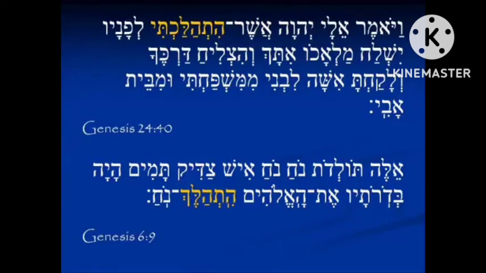Here are some examples in the hitpa'el. We're going to see in Genesis 24:40, the same chapter here, hithalachti. So remember, in the past tense, in the perfect tense, hitpa'el verbs will begin with hey tav. We see the root, hey lamed kaf, which means to walk, and then we see the T ending. Remember, the T ending is for I did something. But it wasn't just that I walked, but I walked with.